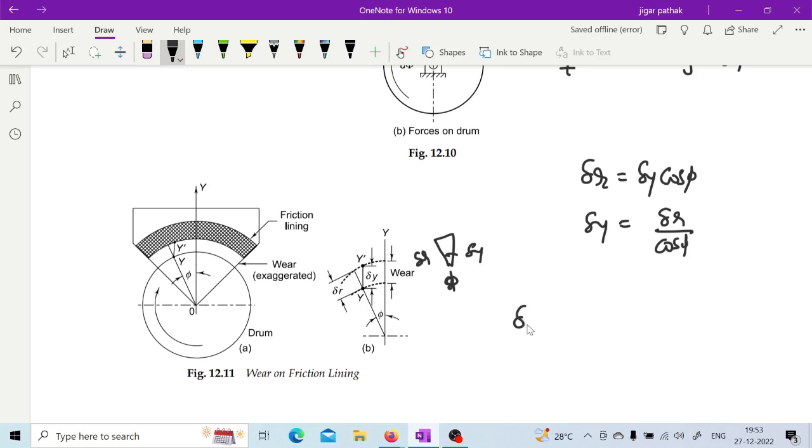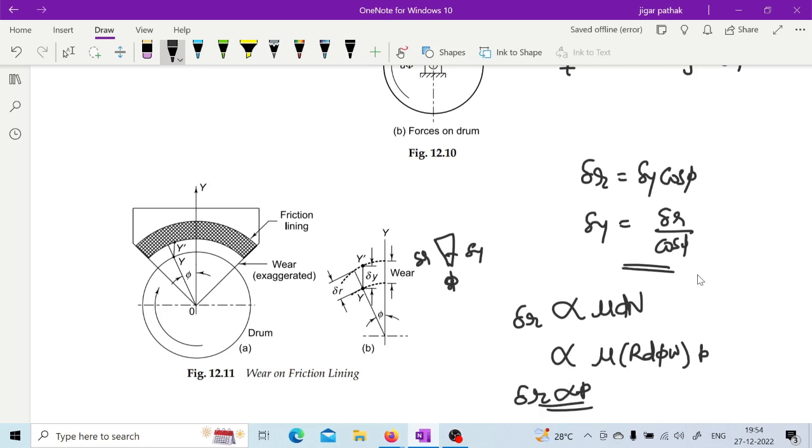Now this delta r, which is the wear along the radial direction, is proportional to the force mu dN. If you elaborate on this, dN we have defined as mu r d phi into w, this is area, into the pressure. So from this you can write that delta r is proportional to p. So in place of delta r you can write p, which gives p by cos phi is equal to constant.